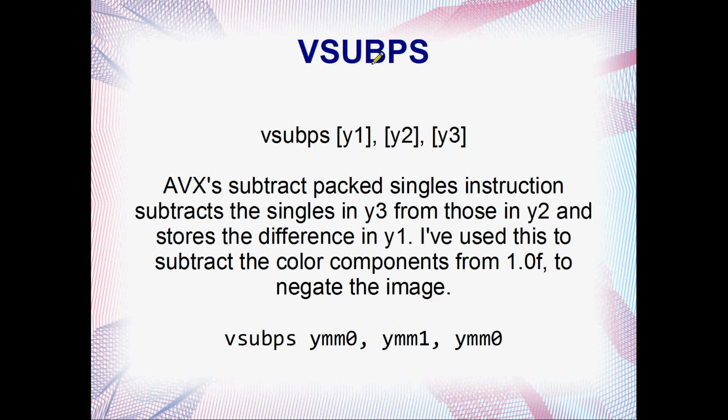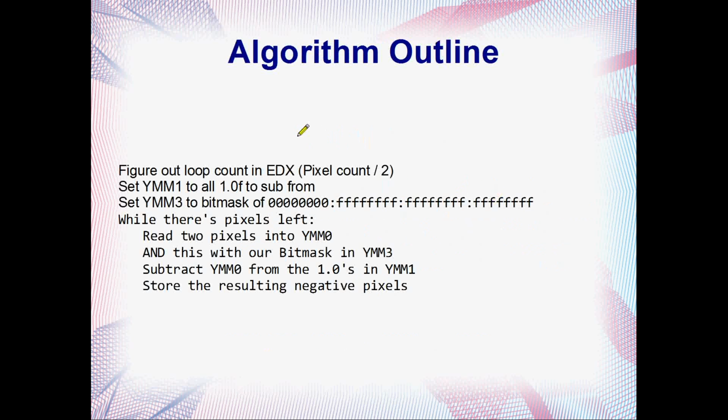And the other one is subtract packed singles. So once again, it's an AVX instruction, this deals with 32 bytes of data, or 8 packed singles. This is going to subtract the values in the third operand from those in the second, and store the result, the differences, in the first operand. Simple as that, pretty much.